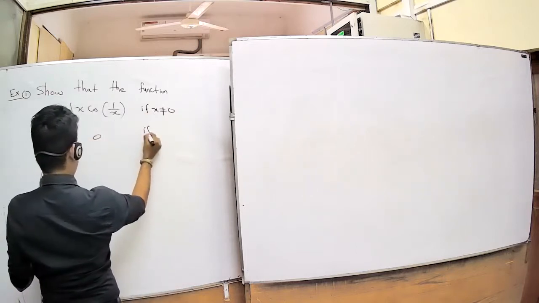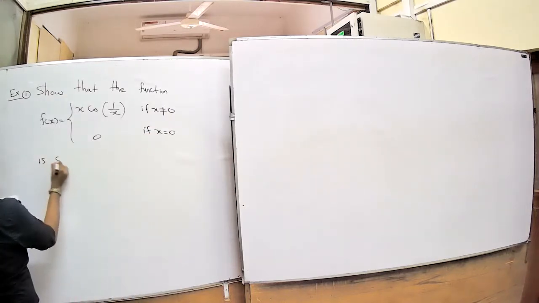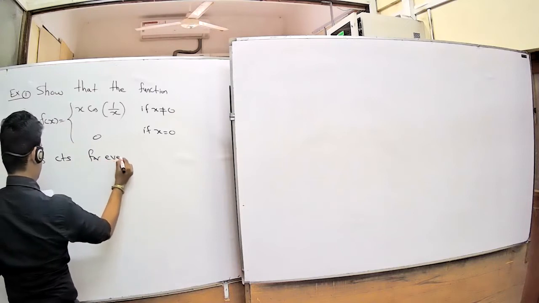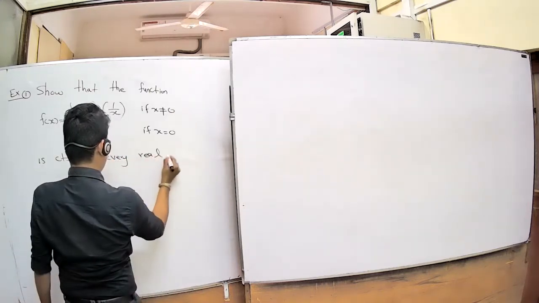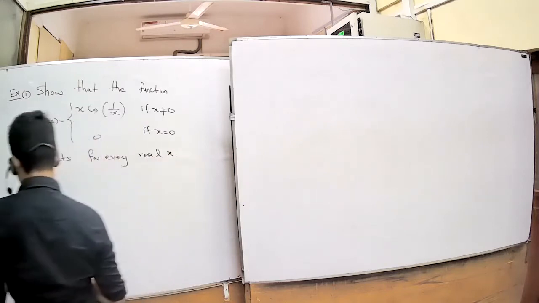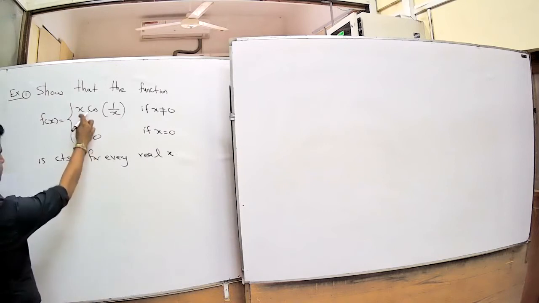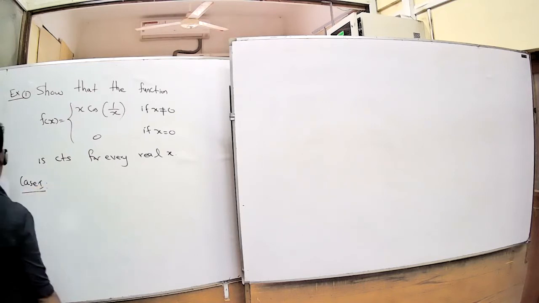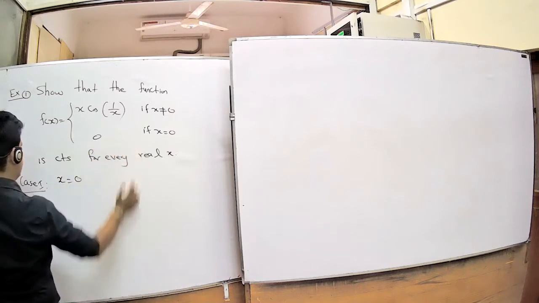and 0 if x equals 0, is continuous for every real x. Here we want to check whether this case is continuous, and whether this case is also continuous. For case 1, x equal to 0.